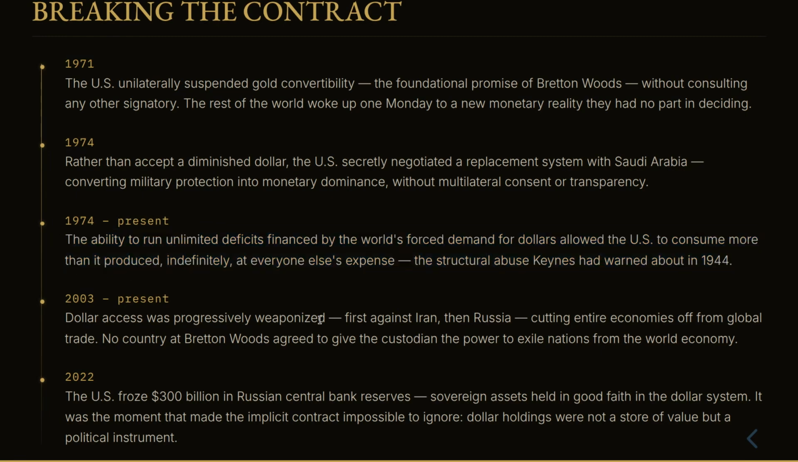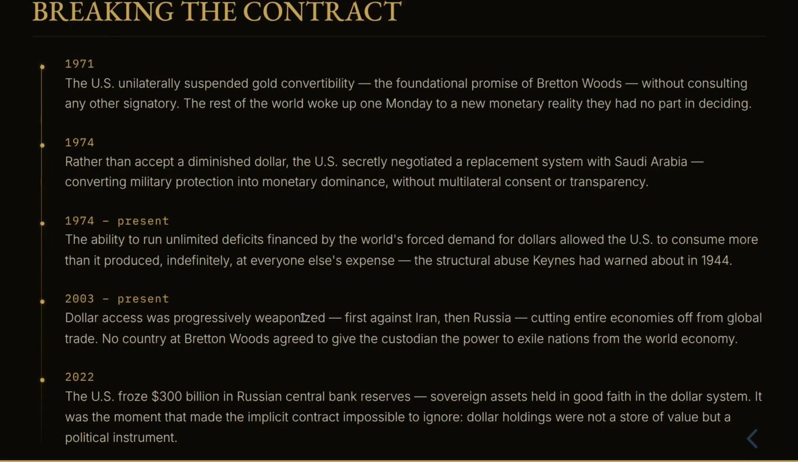2003. Dollar access was progressively weaponized, first against Iran, then Russia, cutting entire countries off from global trade. No country at Bretton Woods agreed to give the custodian the power to exile nations from the world economy. Right. So there is a phrase: with great power comes great responsibility. The world gave the United States this great power and they just abused it. That was never the intention.